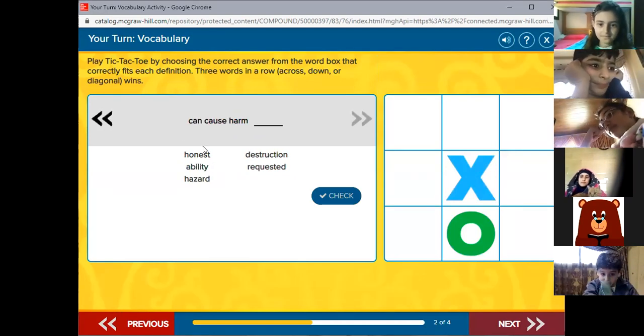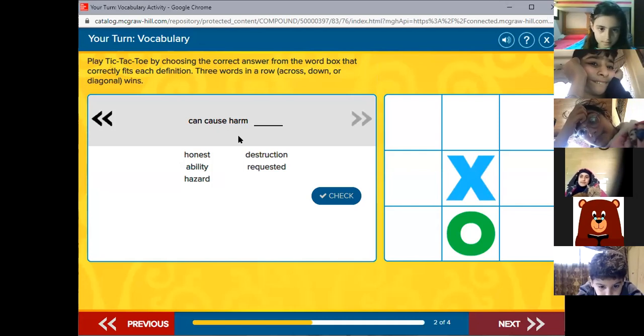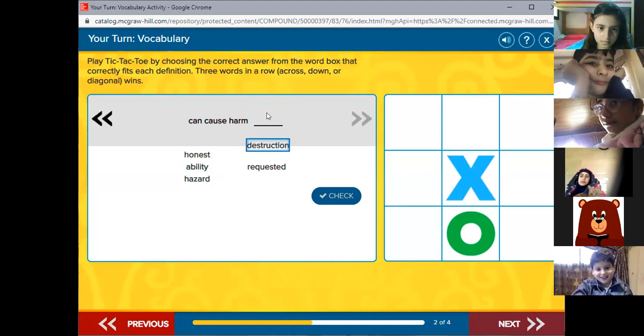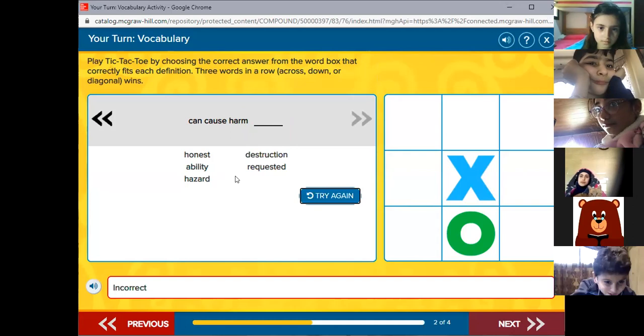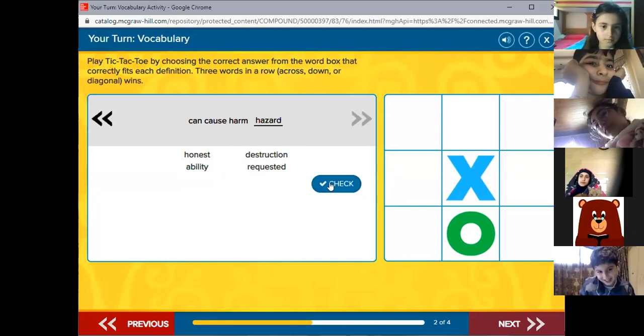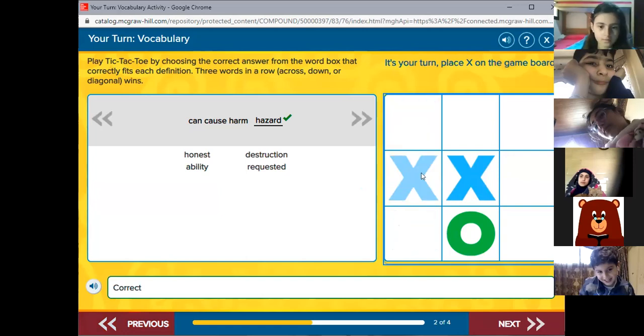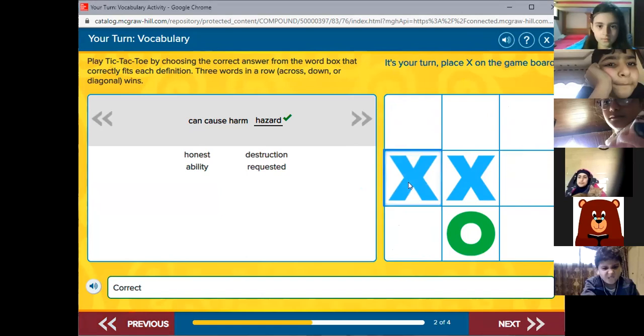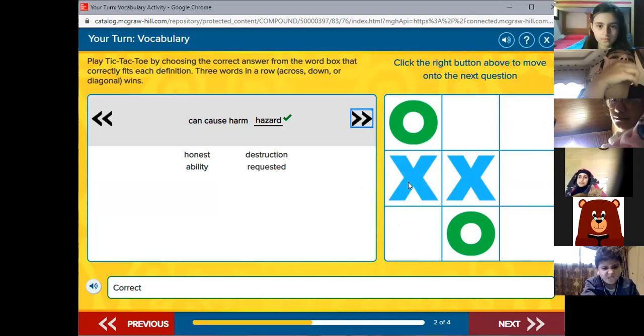Yalla Abbas. Yes, miss. Can cause harm. Destruction? Let's see. No. Are you sure it's destruction or hazard? Hazard. Yes. That's not it. Try again. Where do you want to put the X? Next to the X. To the right or to the left? Anywhere. Okay. Thank you, Abbas.